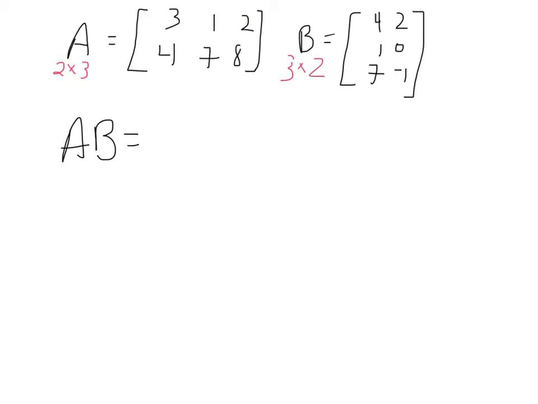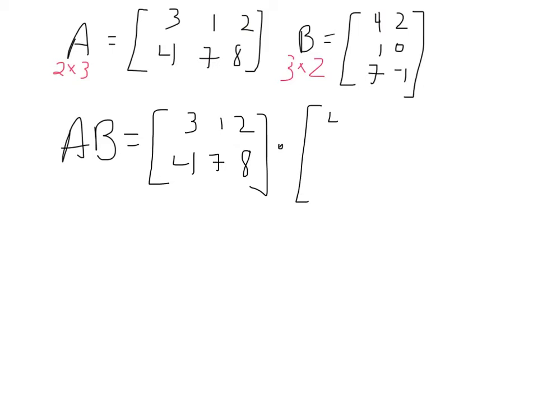Now the analogy that I always use for this is a pole vaulter. So the way I think about matrix multiplication is, when I can actually multiply them together, I just always rewrite them: 3, 1, 2, 4, 7, 8, and I'm going to multiply that to the matrix 4, 1, 7, 2, 0, -1.